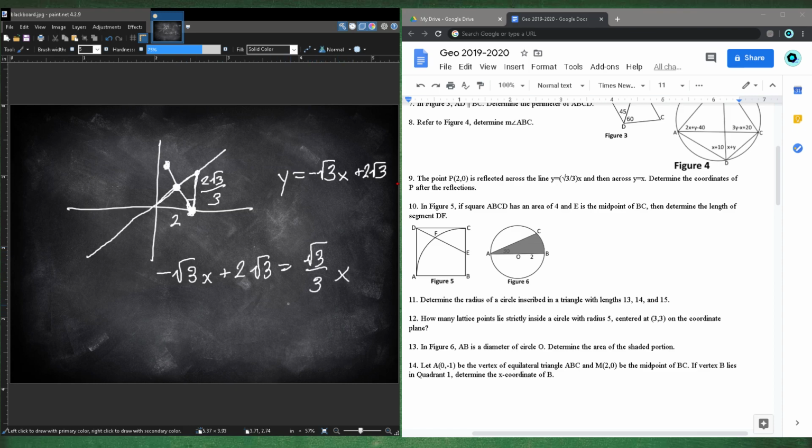So adding this to this guy, that's 4 square root 3 over 3 x. So that means to get to 2 square root 3, we're going to have to multiply by 3. That means our x is equal to 3 over 2, right? So if x is 3 over 2, we'll plug it into one of our equations to get y. So let's plug into this one because it's easier. The 3 and the 3 cancel out, so it's just square root 3 over 2. Okay, so that is our coordinate.